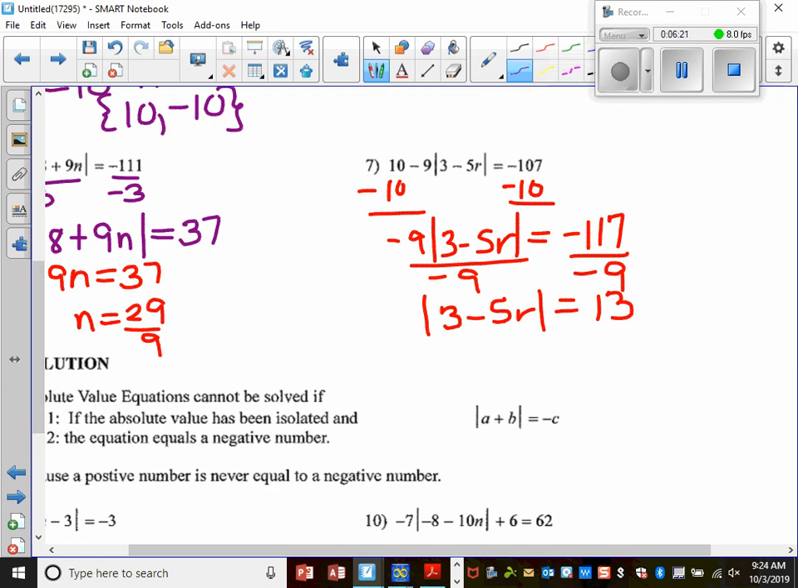Okay, so we'll write our two equations, dropping the bars. 3 minus 5r equals 13, and 3 minus 5r equals -13. All right, go ahead and solve it from there.